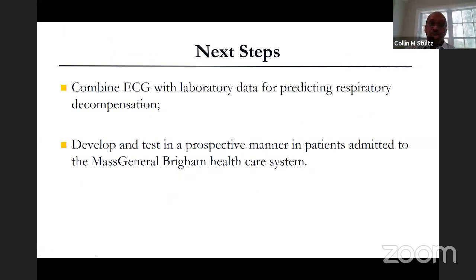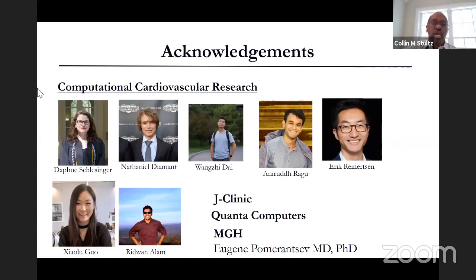The next steps are going to be to combine the ECG with laboratory data for predicting respiratory compensation. We're going to do this in a prospective manner using these methods. And these are the people who actually did the work. Nate Diamond did a lot of the pre-training. Daphne Schlesinger built a lot of the CNNs.